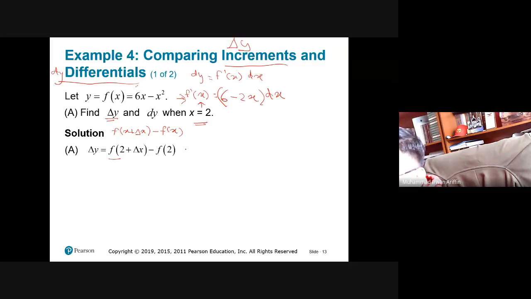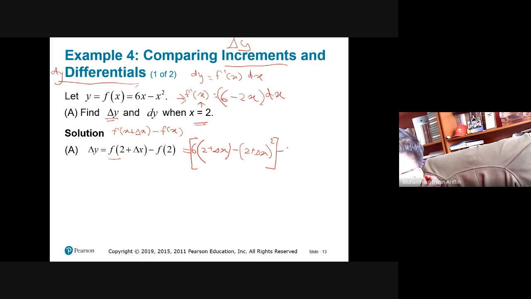So we're going to have what? Replace x with these values. So replace x with 2 plus delta x, and then we have minus x squared. We have 2 plus delta x squared. This would be the first term, right? And then minus x squared.